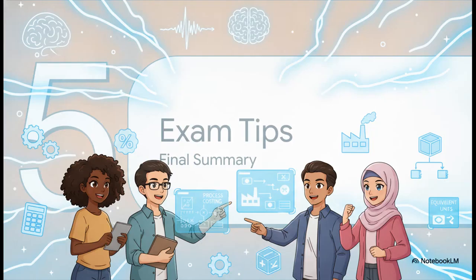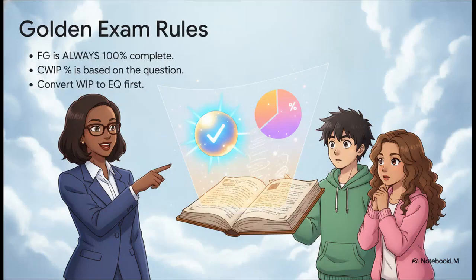Finally, Section 5, Exam Tips and Final Summary. Let's shift into high-energy review mode to really lock these concepts into your brain before test day. Okay, rapid-fire golden rules. Listen up. First, finished goods are always 100% complete across all elements, period. Second, your WIP percentage will always be provided in the exam question, but read it super carefully because material completion might be totally different from labor. Third, never, ever add finished goods and WIP units directly together. Just don't do it. And fourth, always convert your WIP into equivalent units first before you even think about doing unit cost calculations. Avoid these classic student mistakes and you are going to be miles ahead.